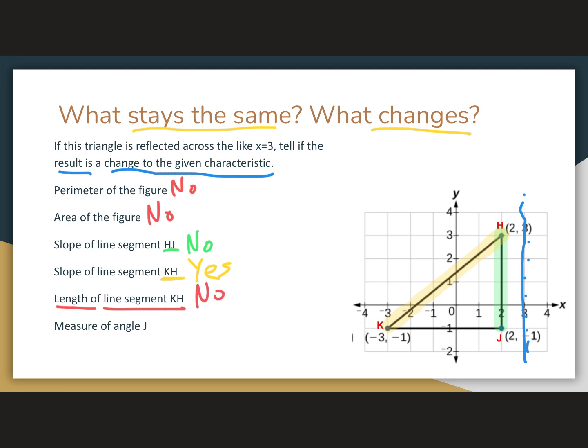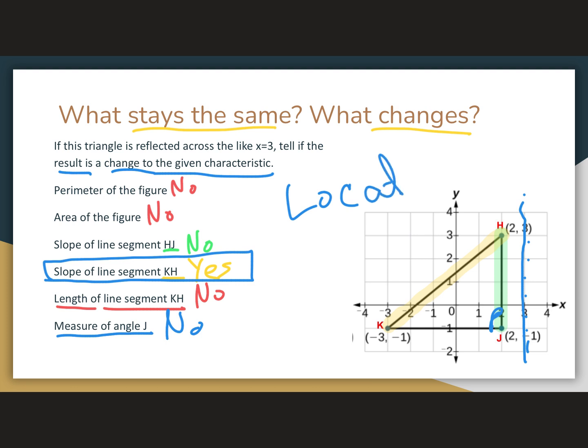And finally, let's look at whether the measure of angle J would change. So here's angle J right here. When we reflect it, it is still going to be the same measure. No change. So the only thing that might change would be the slope or possibly locations of things. So locations can also change. So where those points are would change.